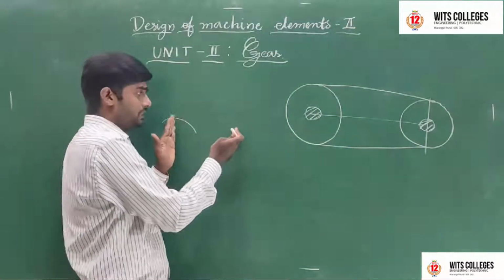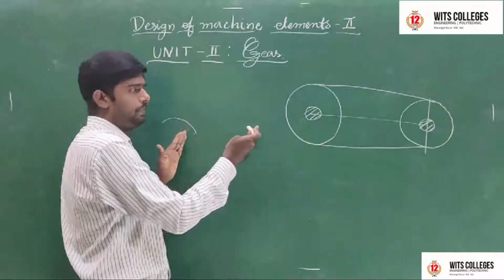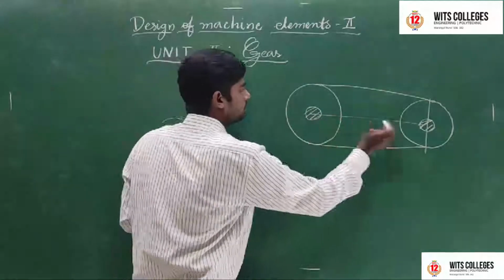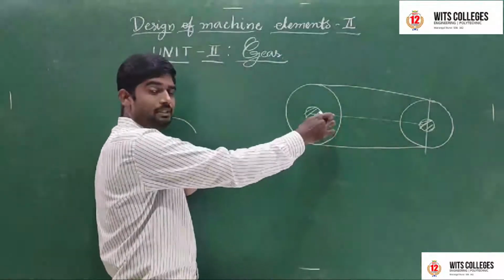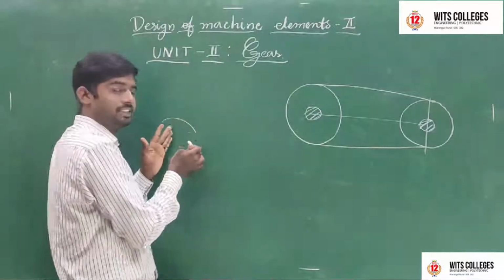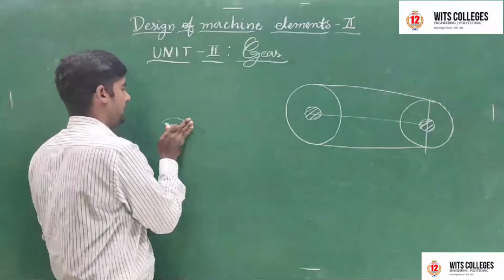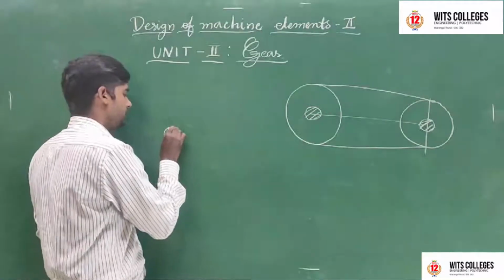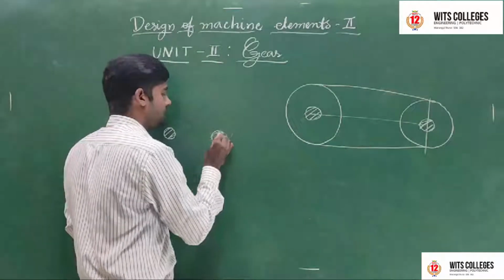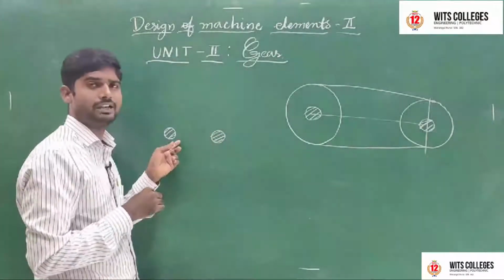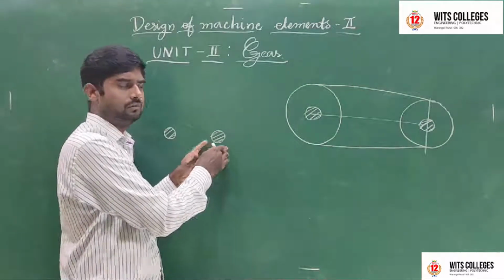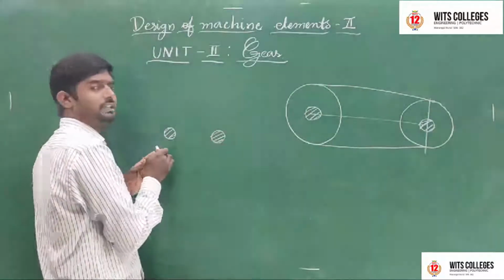The difference between two shafts is less compared to the center distance between two shafts in a belt drive. In gears there is a smaller center distance between two shafts, like one shaft and another shaft. In these two shafts we transmit the power from one shaft to another, from the driving shaft to the driven shaft.